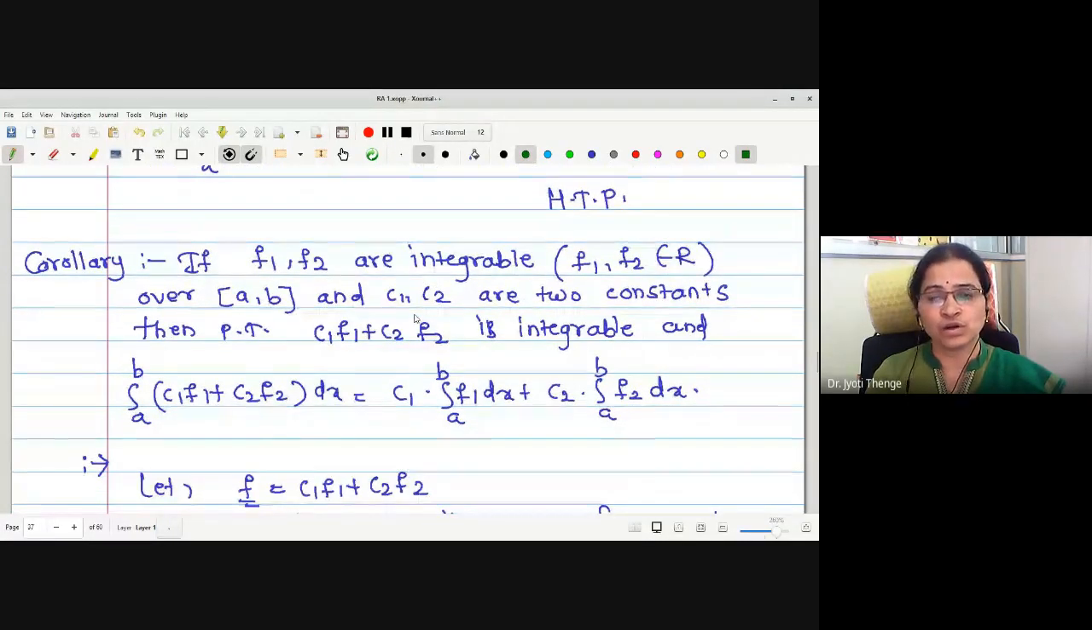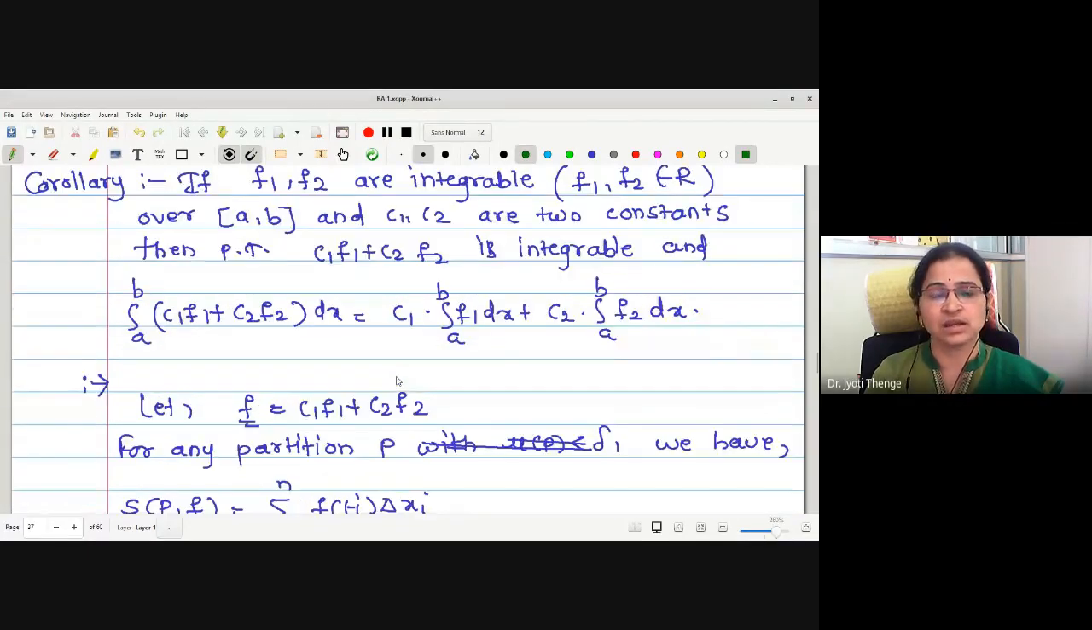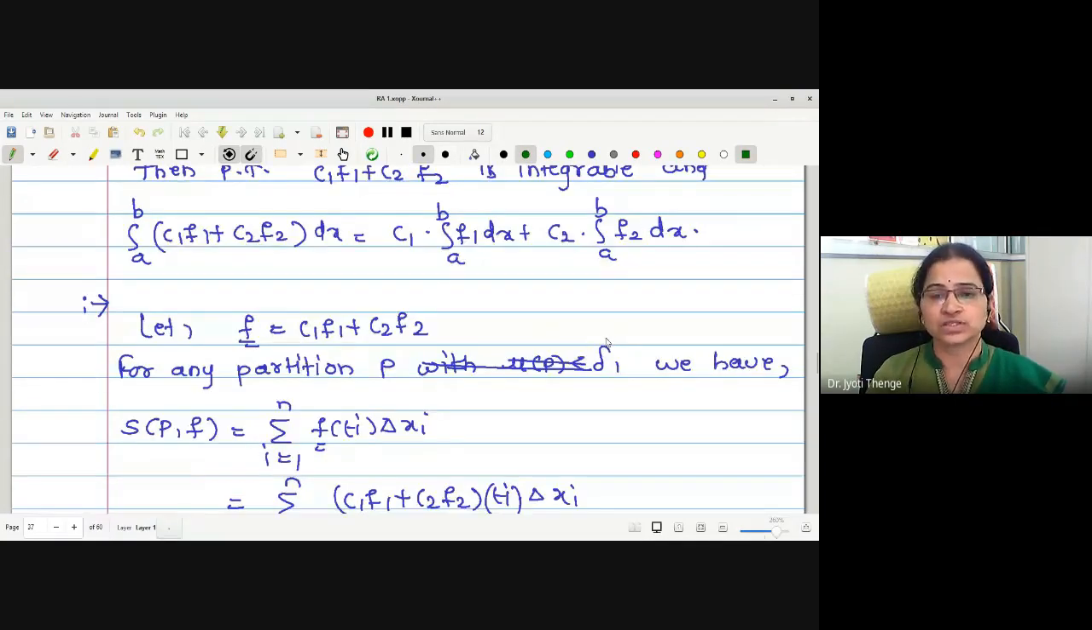Then as a corollary to this theorem, we proved that if f1, f2 are integrable and c1, c2 are any two constants, then c1 f1 plus c2 f2, the linear combination of two integrable functions, is also integrable, and the integration from a to b of c1 f1 plus c2 f2 dx is c1 times the integration of f1 plus c2 times the integration of f2.